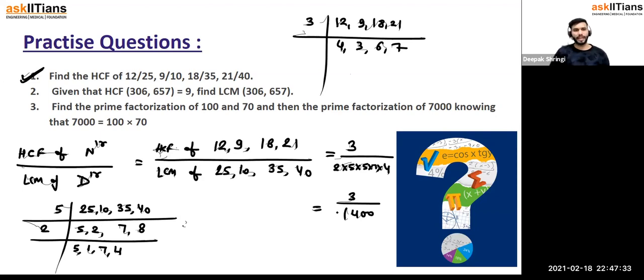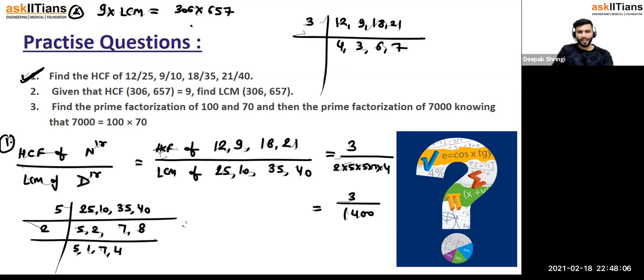Okay, so guys, the HCF of these complete 4 fractions is gonna be 3 by 1400, right? Okay, next question is that given that HCF of these two numbers is 9, then find the LCM, right? So which property are we going to use for question number 2? For question number 2, guys, we are going to use that LCM into HCF is the product of the numbers. So HCF is 9, LCM we don't know, and product of the numbers is 306 into 657, right?